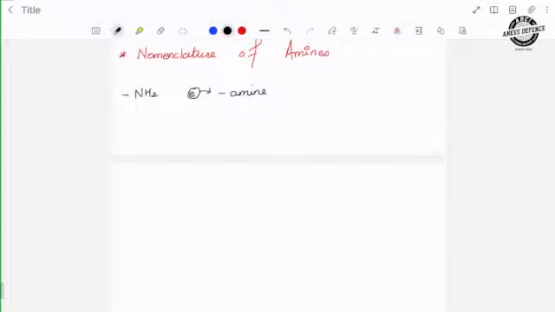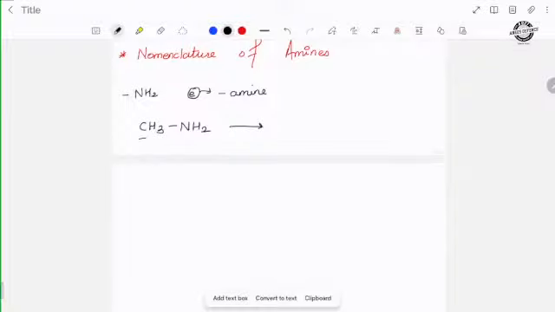For example, CH3NH2. You can see there is only one carbon, which means the root word is meth, and you can see only single bonds. So that becomes methane. You don't write the E of ane, and you substitute it with amine. That becomes methanamine.